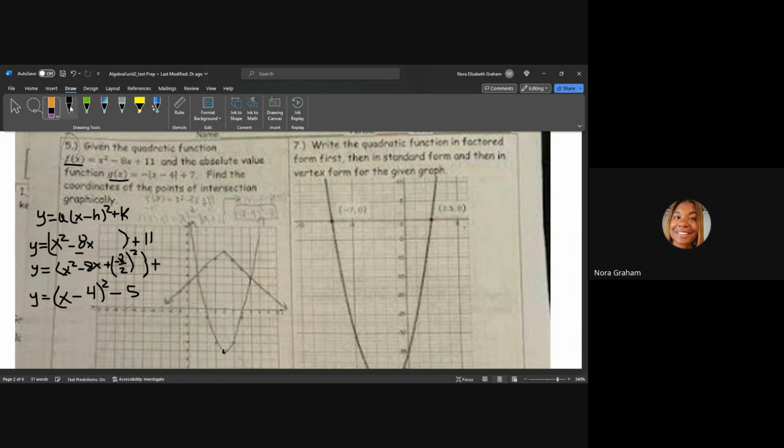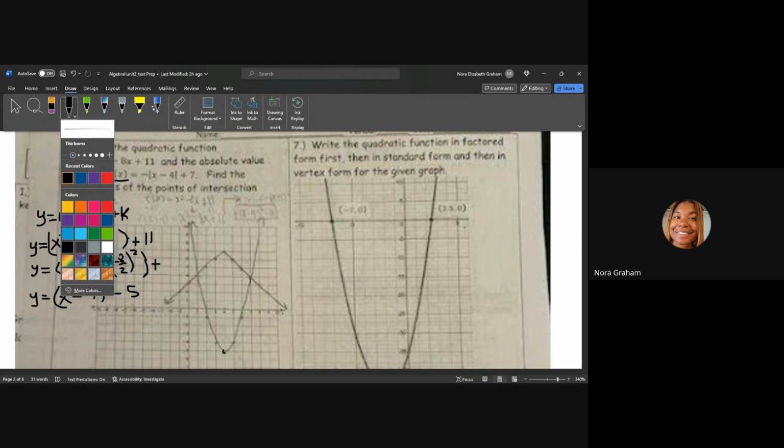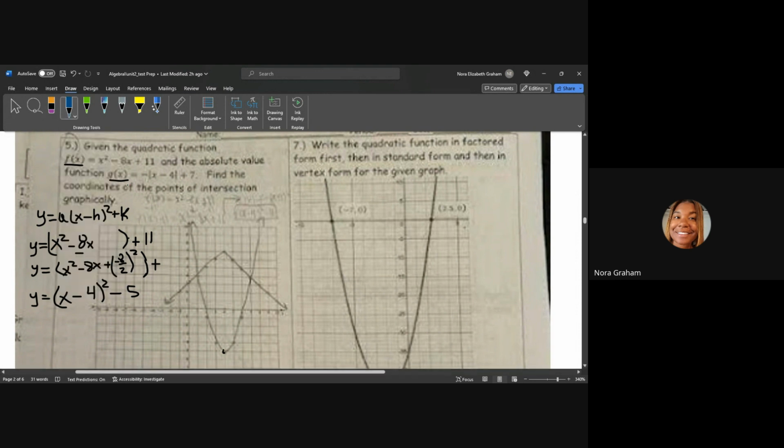Now finding our g of x, which is our absolute value function, you listen to your signs. So we flip. Starting from here, we flip, so we know it's going to be facing upside down. From our origin, we're going to go to the right 4, and then up 7. And then we know our slope is going to be just 1 or negative 1.